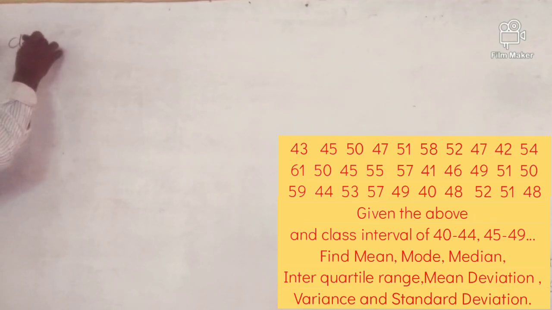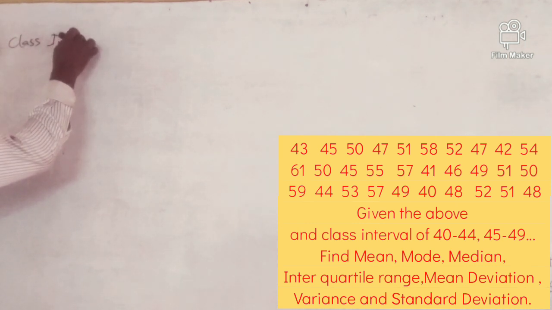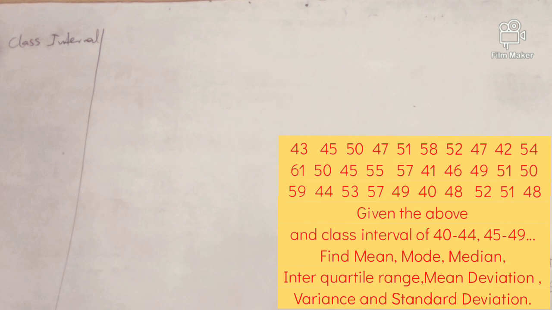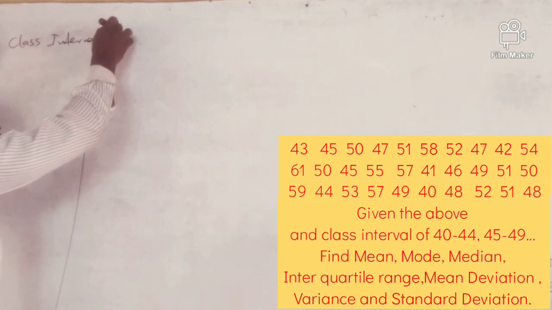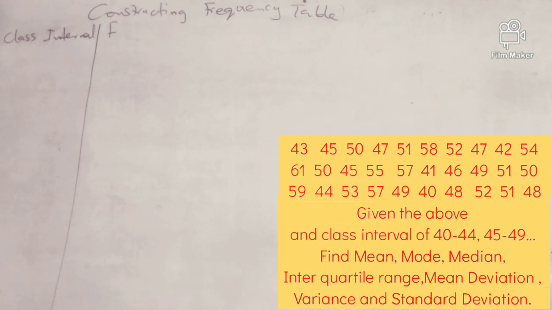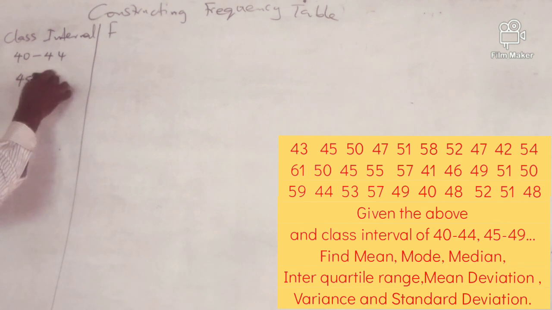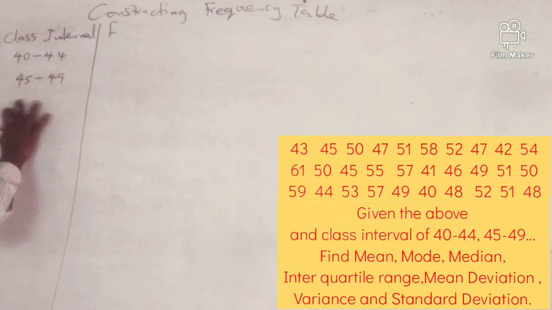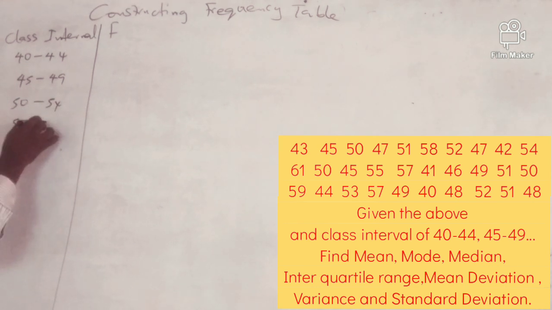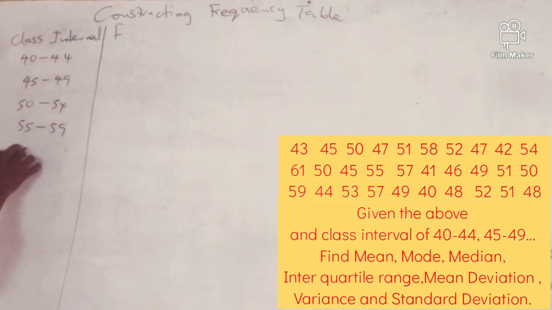Class interval. And we have to find our frequency. Our class intervals are 40 to 44, 45 to 49, 50 to 54, 55 to 59, 60 to 64. That's all, it's not more than that.